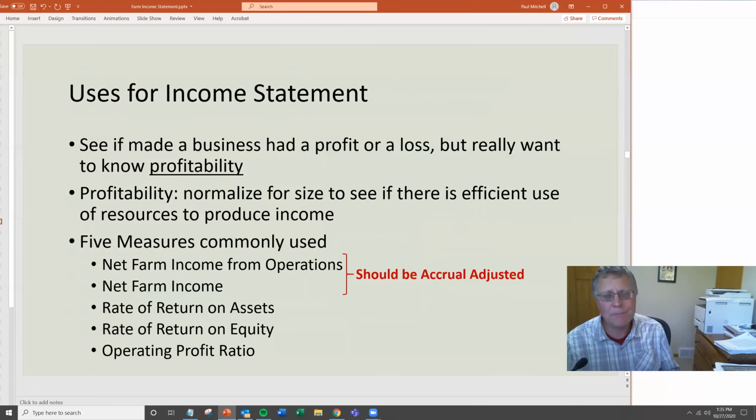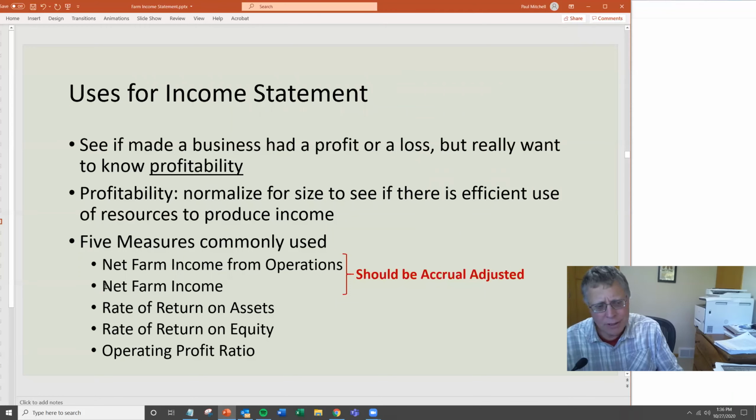You might have made an income statement that says you made $10,000. That's great. Is that from $1 million worth of assets or $500 worth of assets? That makes a big difference. So that's what we mean by normalizing by the size to see if there's an efficient use of these resources.